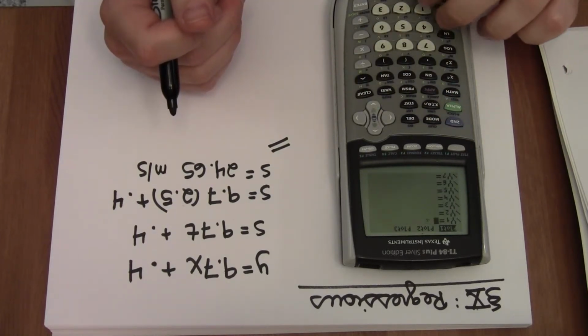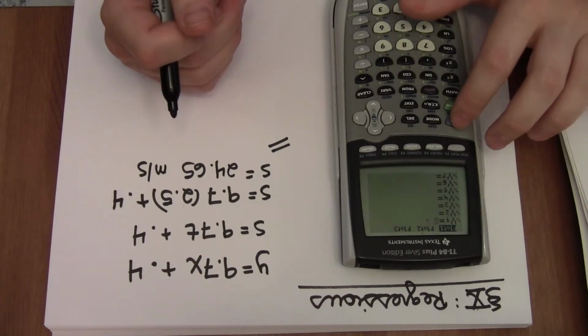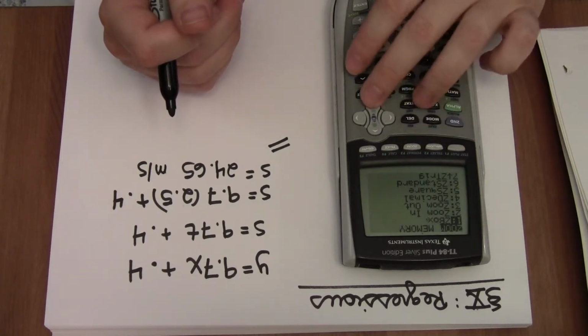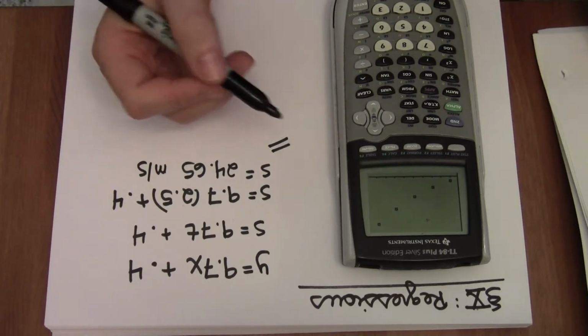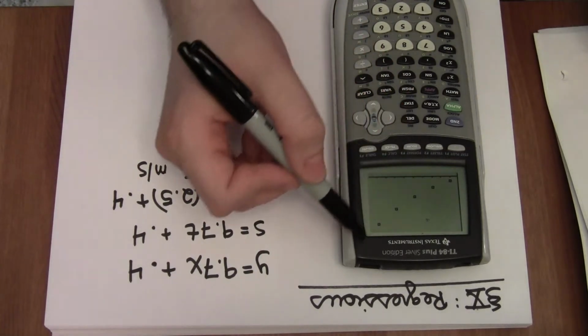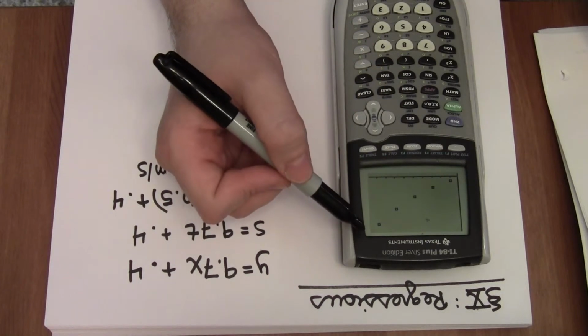Before I go to graph this, I'm going to go to y equals and just clear away that formula I already have. My plots are already set to create a scatter plot, so I'm going to go to Zoom, Stat. And it kind of looks like half of an increasing parabola over there.